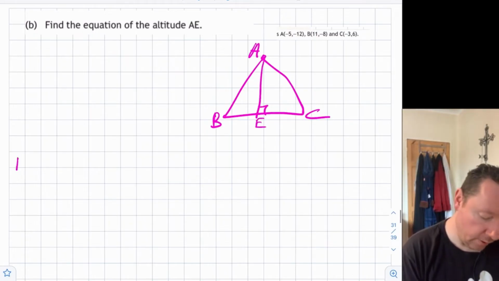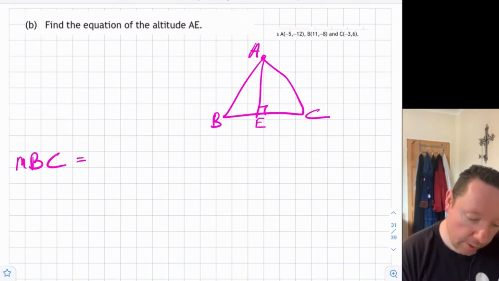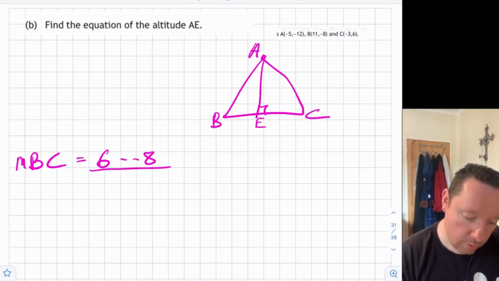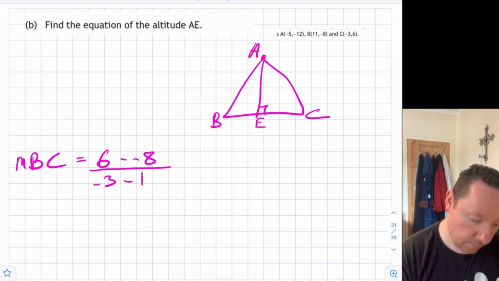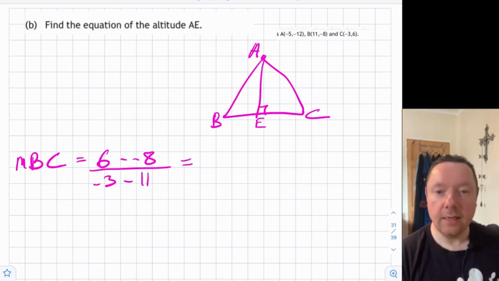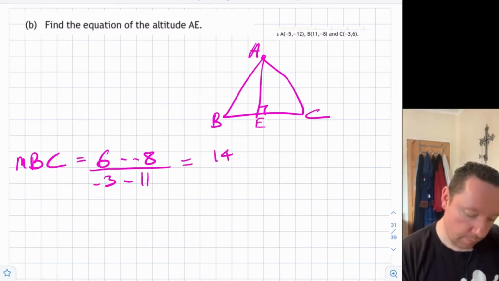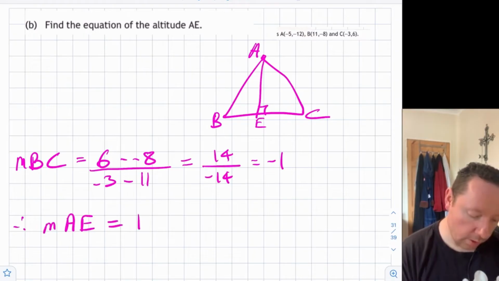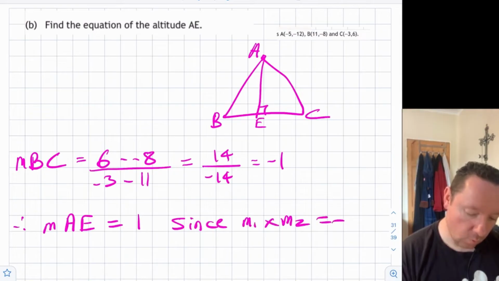So starting off with the gradient of B to C, that equals 6 minus -8, I have to take a note of them up here, all over -3 minus 11. 6 add 8 is 14. -3 take away 11 is -14. So that's -1. Therefore, the gradient of AE is equal to just 1, since m1 times m2 equals -1.